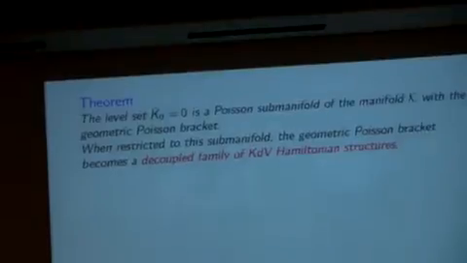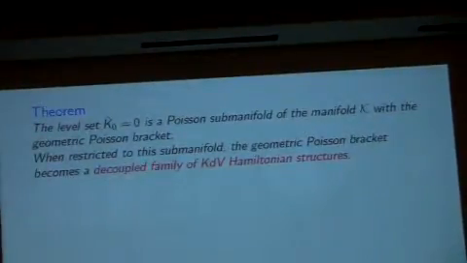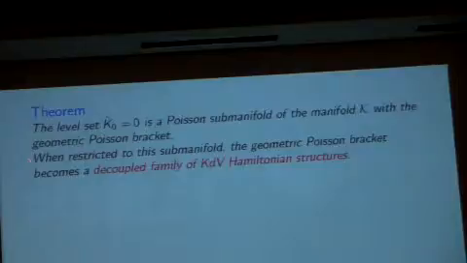then you could prove that the level set is a Poisson submanifold, and that we're restricted to this. The geometric Poisson bracket that I had, the original geometric spinor one, decouples into families of KdV Hamiltonian structures. So KdV has two Hamiltonian structures that are well known, and suddenly you have this decoupled system of Hamiltonian structures when I restricted to this manifold. So it was all beautiful. And then you look at the second one, which was the interesting one.